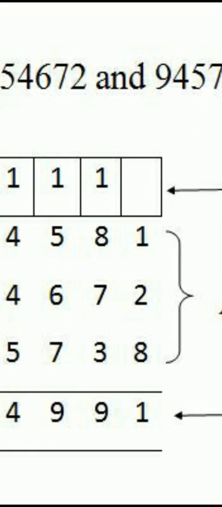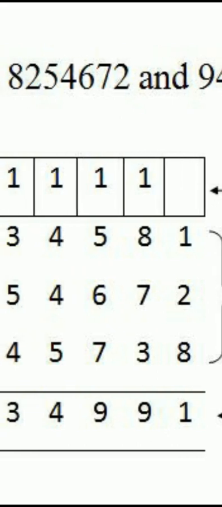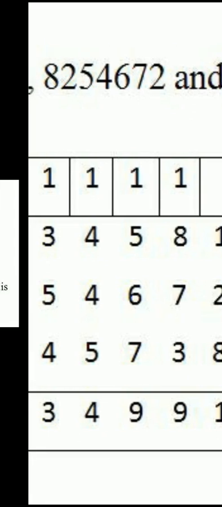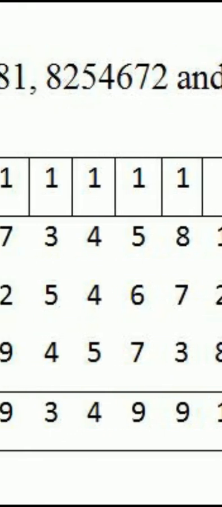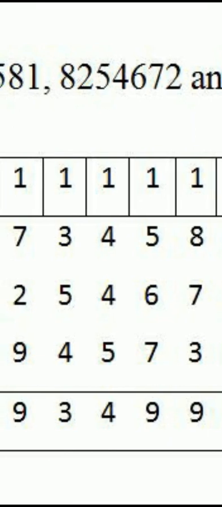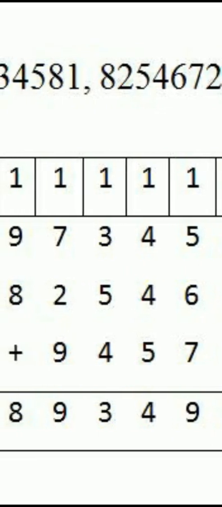Now you will add 5 plus 4 is 9, 9 plus 4 is 13, and 13 plus this carry 1, you will get 14, so write 4, carry over 1. Now 5 plus 4 is 9, 9 plus 3 is 12, and 12 plus this carry 1, you will get 13, so write 3, carry over 1. Now 9 plus 2 is 11, 11 plus 7 is 18, 18 plus this carry 1, you will get 19, so write 9, carry over 1.